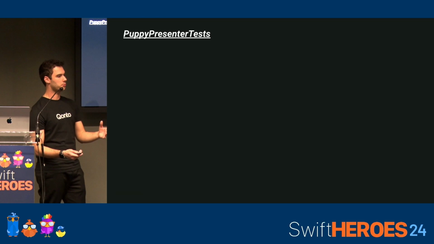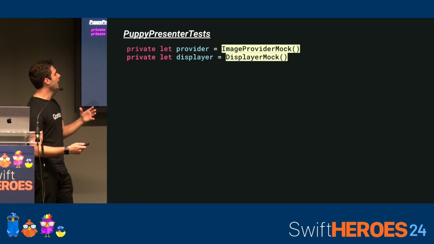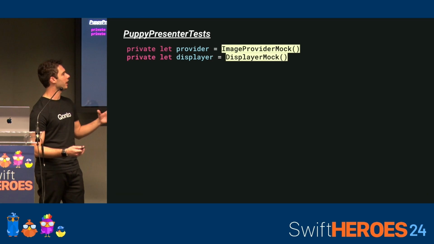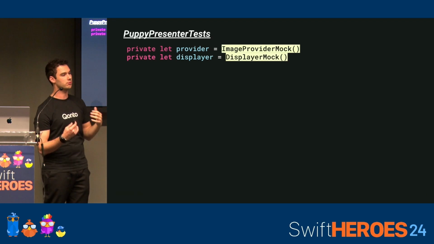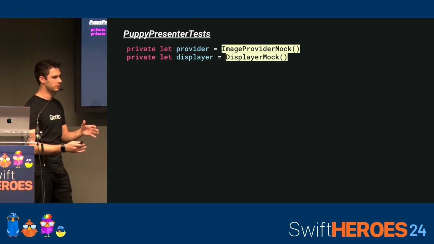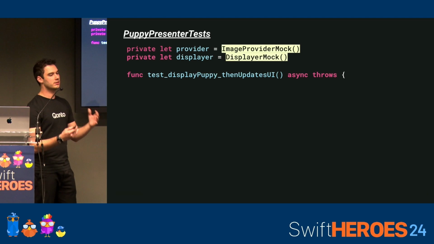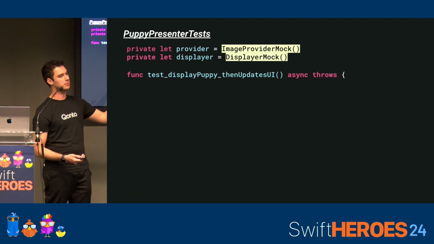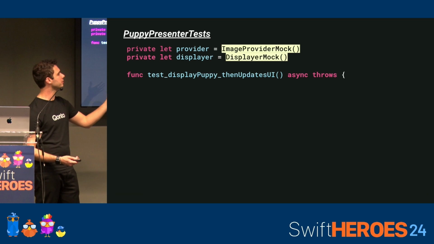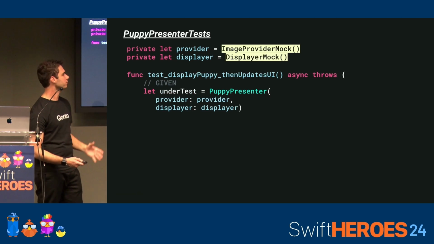We have generated our mocks with SwiftyMocky, and immediately you can see that we have image provider mock and displayer mock available for us to use in our unit tests. So we can start by writing our first test. We want to test that the display puppy function actually updates the UI correctly.